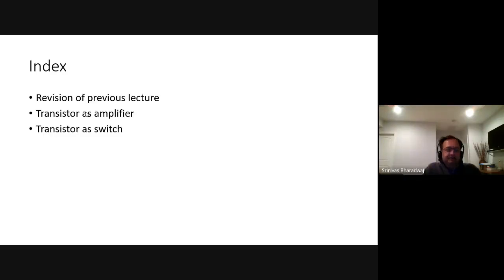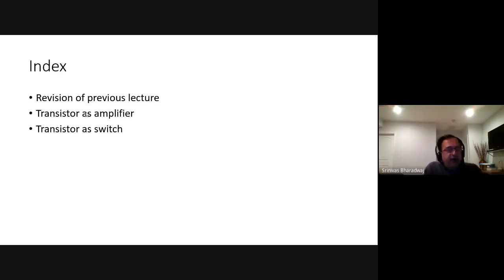Now, when used in a certain mode, it acts as a switch. You might realize that because there are three terminals, there are potentially two voltages that you apply, and then there are two currents that get generated. Now, how are these two currents related?